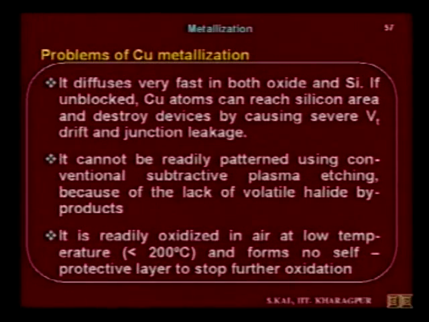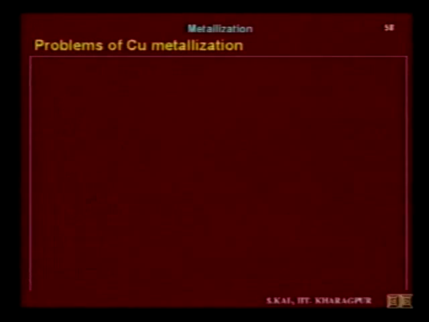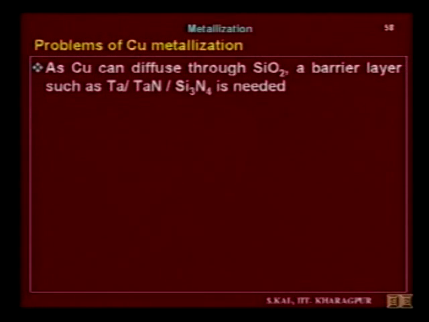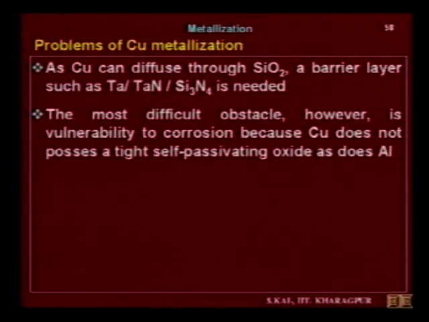Now, another problem is, as copper diffuses through silicon dioxide, a barrier layer such as tantalum, tantalum nitride or silicon nitride is needed in order to prevent the diffusion. The most difficult obstacle, however, is vulnerability to corrosion, because copper does not possess a tight self-passivating oxide as aluminium does. It is prone to corrosion. It corrodes easily, copper.